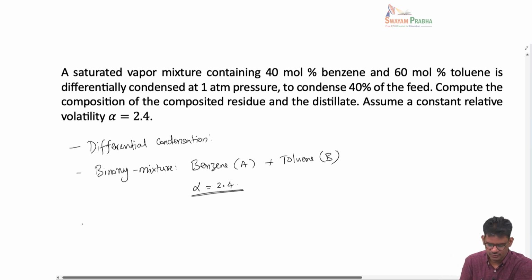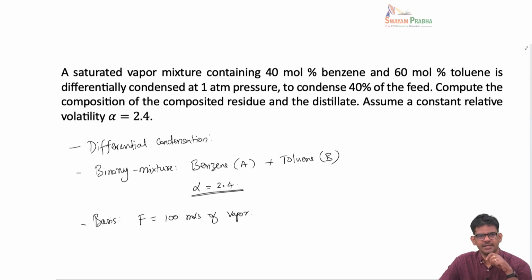So here again we will use a basis of F is equal to 100 moles of vapor. Again, recollect, in the batch differential distillation, we start with the liquid and then we partially vaporize the liquid and then we get a condensate and the residue. In the partial condensation, we start with the vapor mixture and then we cool it. Okay, we condense part of the vapor, collect the distillate or the condensate.